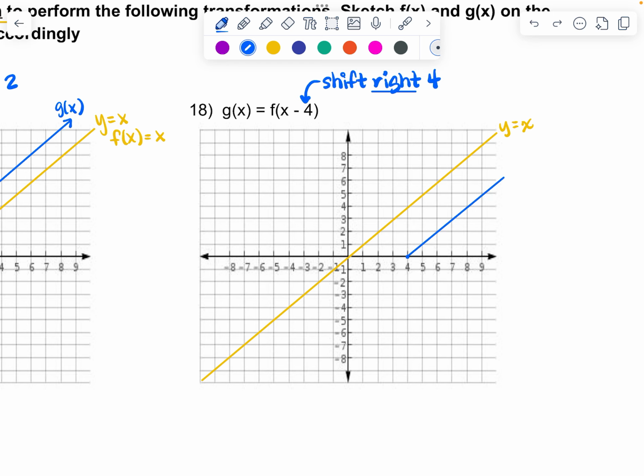All right, and so my slope is still 1. So I'm still going up 1 over 1. Voila. Right, and there is my new g of x line. All right, just taking my original f of x line and shifting it right 4. Okay, so again, this was f of x.